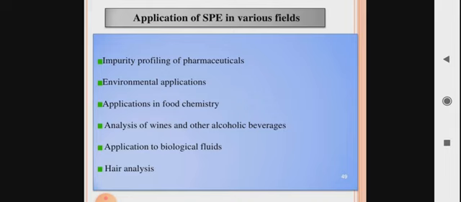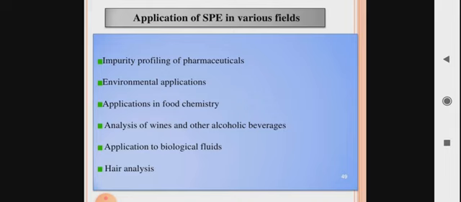So there are different applications. First, impurity profiling of pharmaceuticals, to remove or to find out impurity. There is a need to prepare the sample for analysis, and then we can find out the impurity present in the product. It may be a pharmaceutical, food or any other product. So we need to pass that sample through which we can separate out the impurities. That's why the first application mentioned here is impurity profiling of pharmaceuticals.